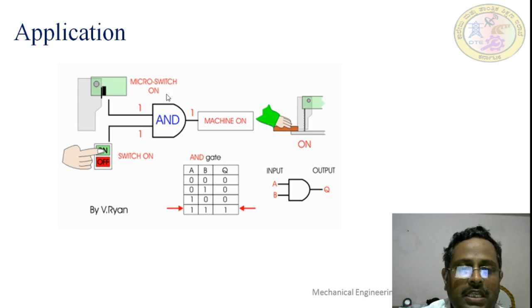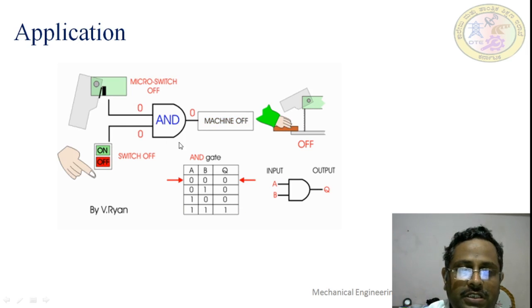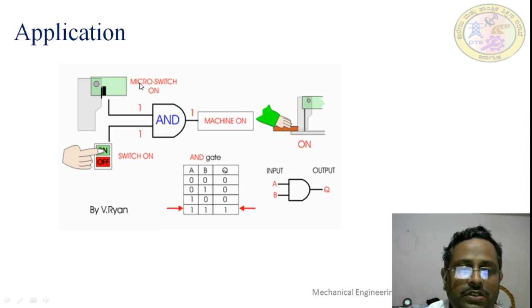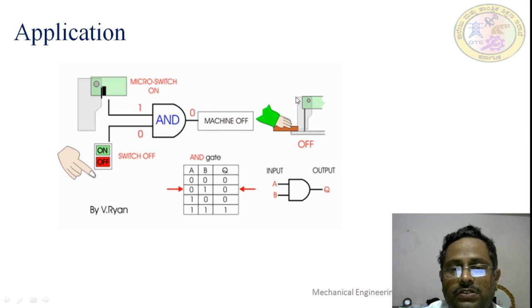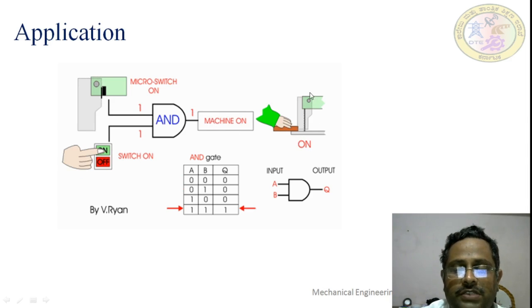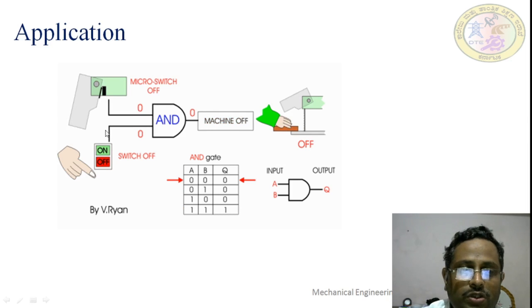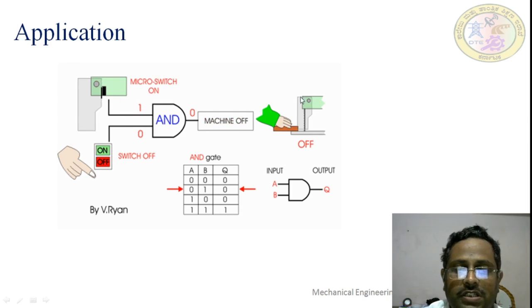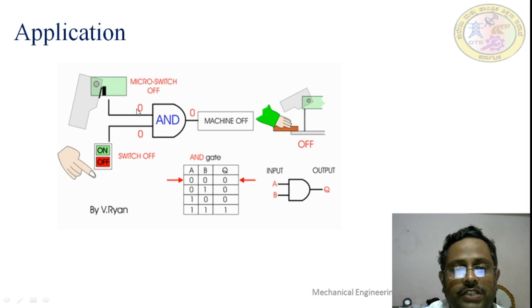Here I am showing one example. You are observing, here we are using an AND gate. It has two inputs, which are connected to two switches. One is a micro switch, another one is a switch. The output is connected to the machine component. This machine component has to be on when both the switches are on. Then only the machine will be on. If any one of the switches is off, the machine will not be on. It is in off condition. You observe, when both are on, then only it will be on. If any one of the switches is off, this will be off. This is one practical application.